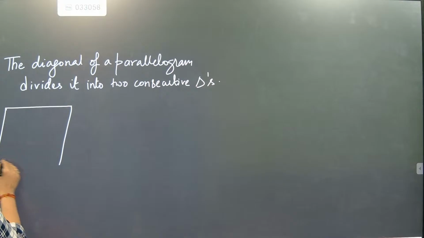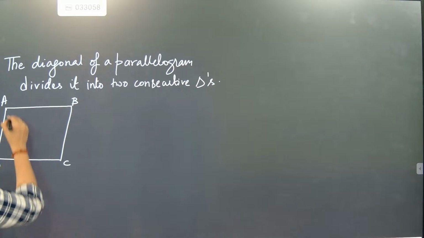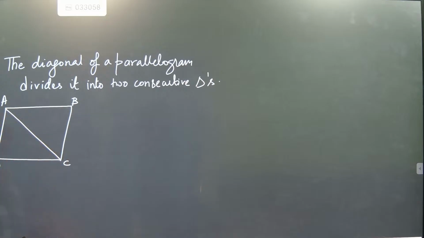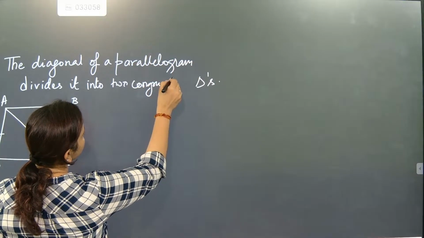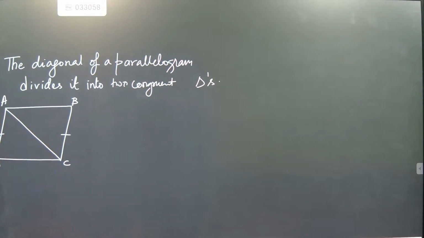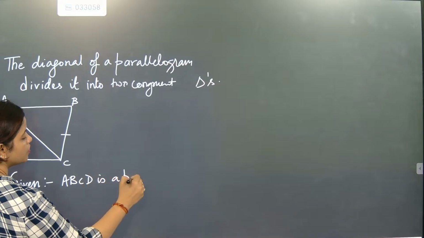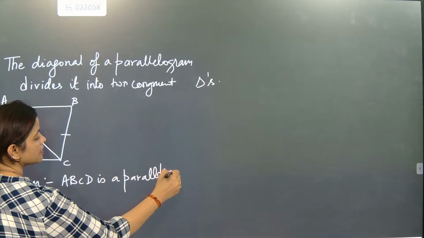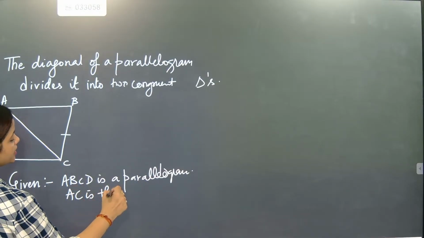So this is a parallelogram. In this parallelogram we will write A, B, C and D. The diagonal of a parallelogram divides it into two congruent triangles. We have to prove that these two are congruent. So for this, given: ABCD is a parallelogram. AC is the diagonal.